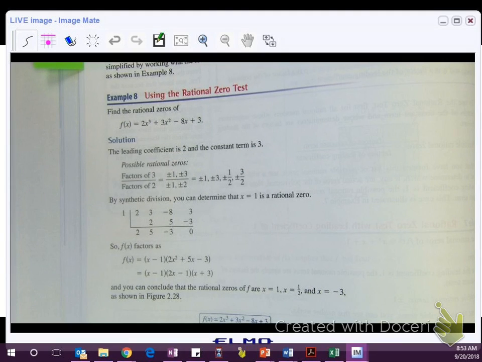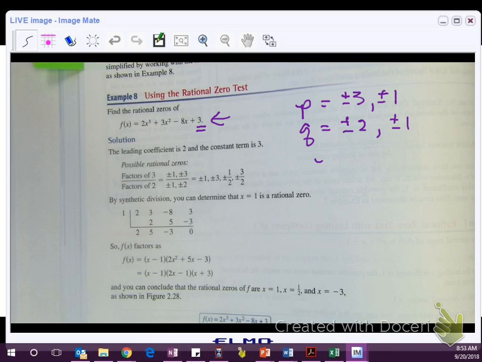So here's the function that we're looking at. We know that the constant term at the end, that's where we get our p, is the factors of p. P is 3, but we want all the factors of it. So the factors of it are all plus or minus 3 and plus or minus 1. I mean, it's prime, so those are the only factors, right? Then q, all our factors of q are plus or minus 2 or plus or minus 1.